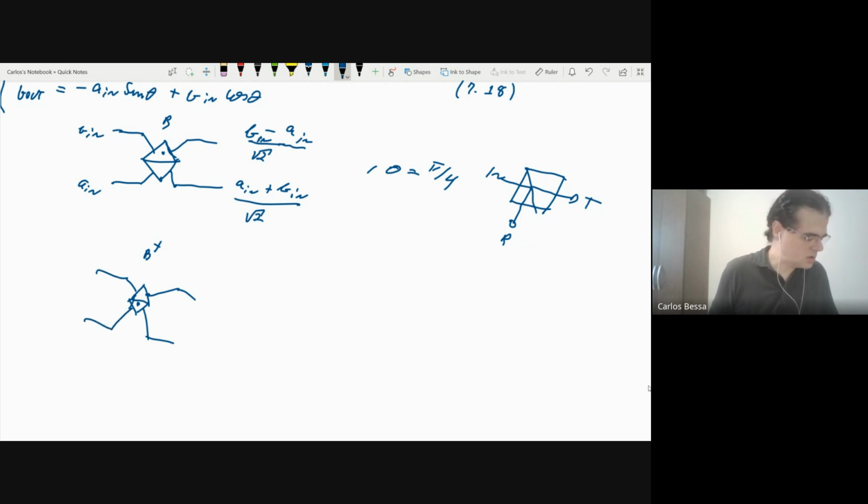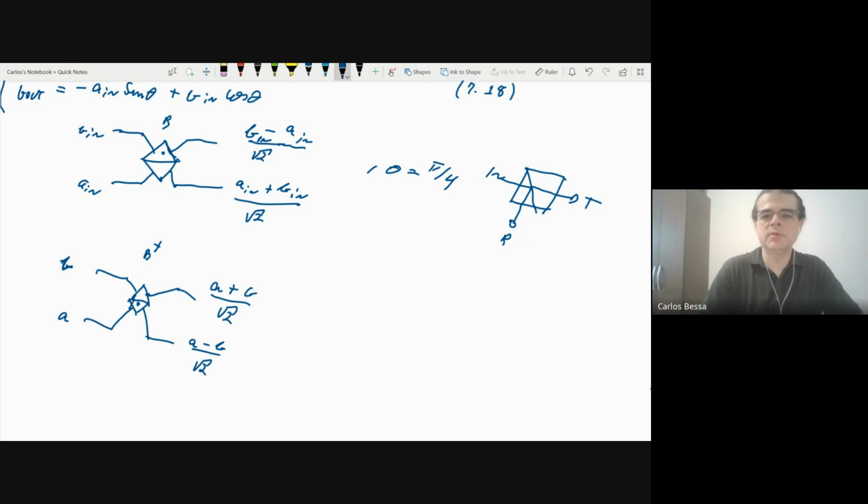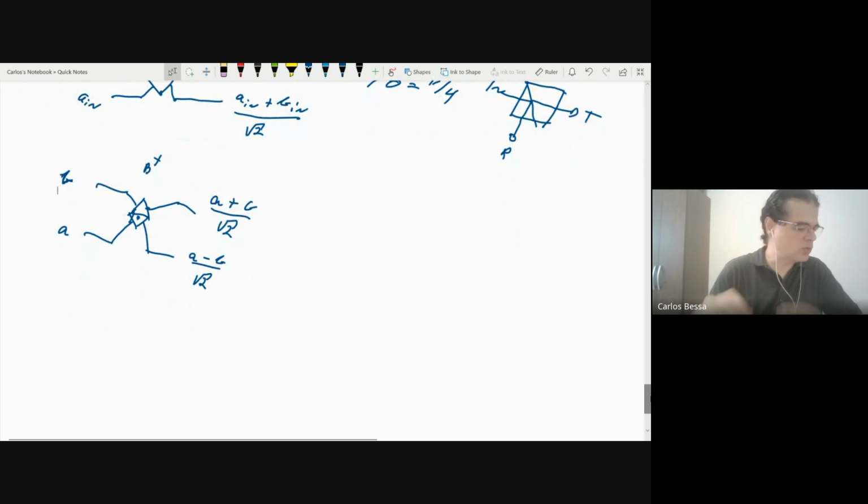And here, this is plus, and this is minus, B and A. Okay. So this is one way to describe it, but we can do it like Nielsen-Chuang did, and we find the same result using a Hamiltonian formulation.